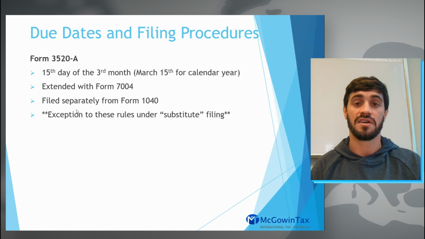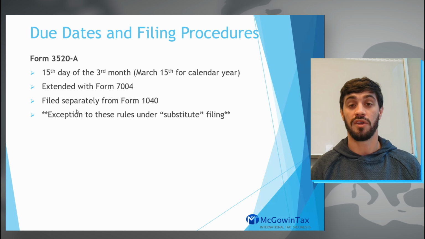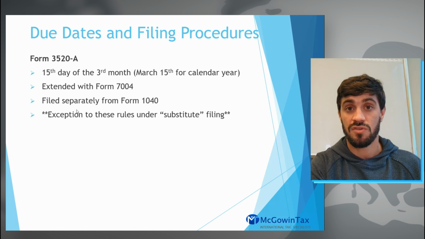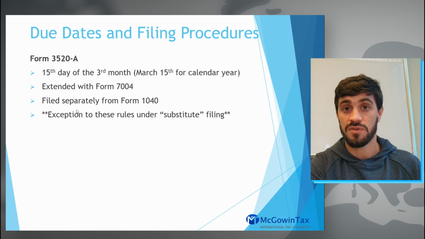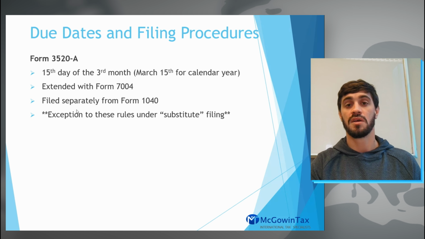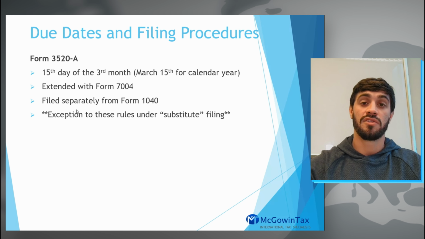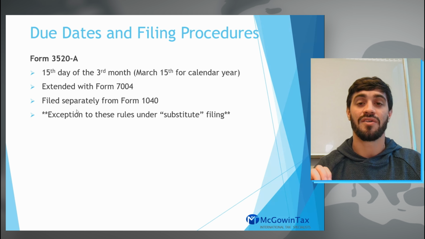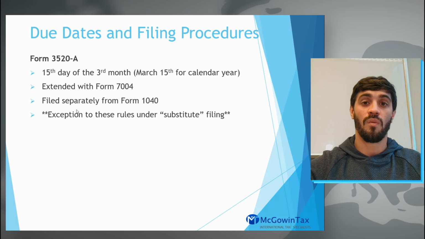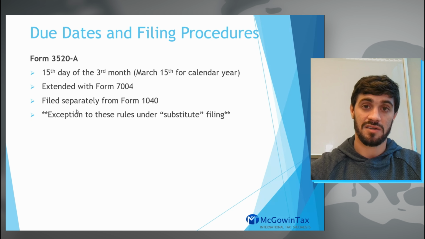And really the way it's done is there's a separate Form 3520 that has to be filed for an owner or a beneficiary of a foreign trust. And that attaches to the U.S. individual tax return, the 1040, at least for the due dates. So on the substitute filing procedures, the Form 3520A has to be attached to the Form 3520, and they're all mailed in together by the due date of the individual's tax return. So April 15th or extended to October 15th.